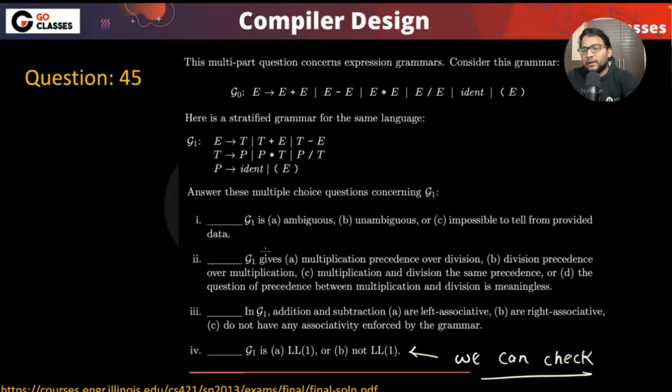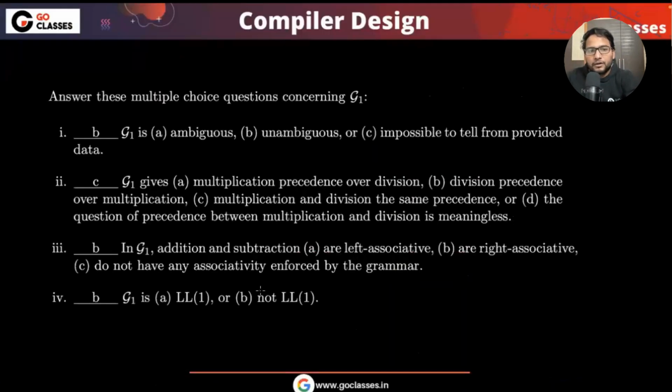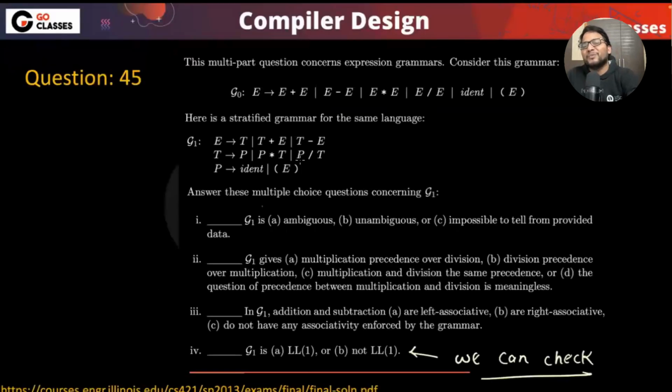But this grammar is unambiguous grammar. Okay, yeah, this grammar is unambiguous. So basically there is no particular algorithm to check, but since the precedence and associativity is well defined, and obviously if you want to generate something, there is a fixed way.